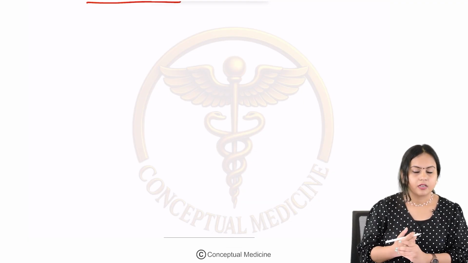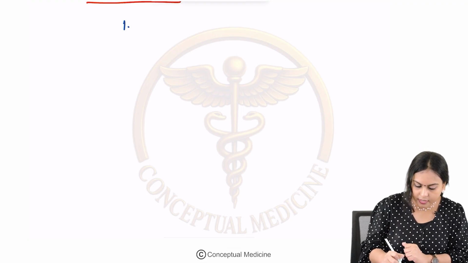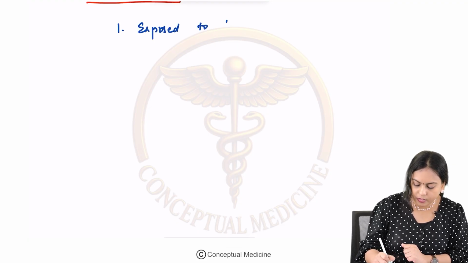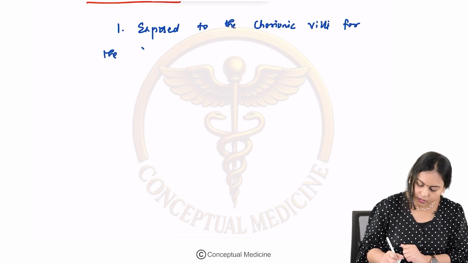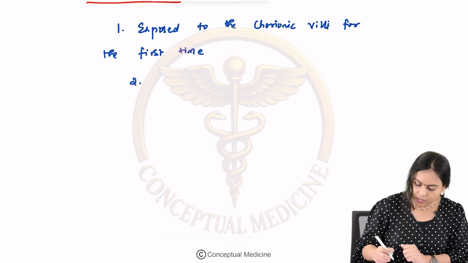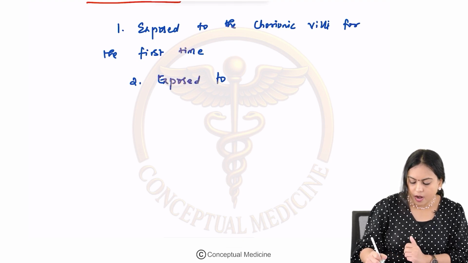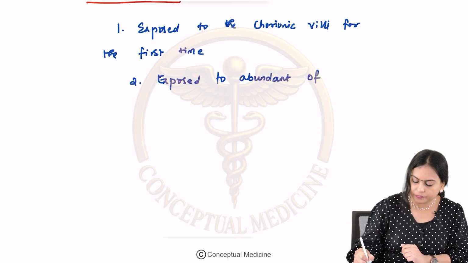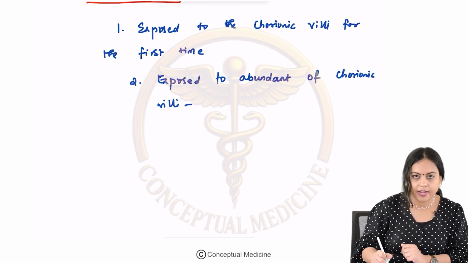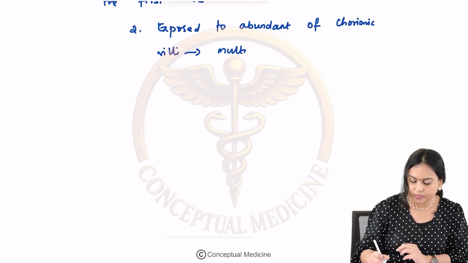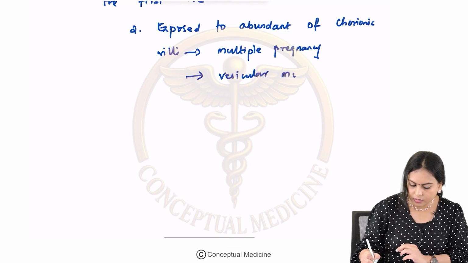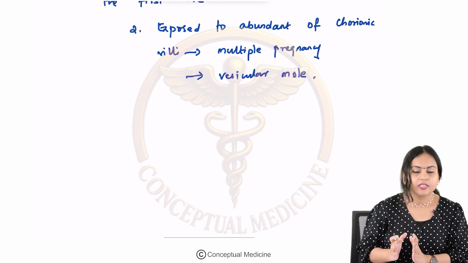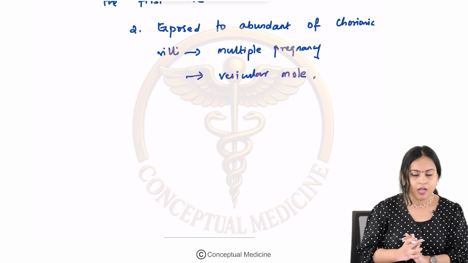Gestational hypertension or preeclampsia is more likely to develop in women who are having their first exposure to villi. So, they are exposed to the chorionic villi for the first time, or they are exposed to an abundance of chorionic villi, which is seen in multiple pregnancy or vesicular mole. And third one, any condition that is associated with endothelial cell activation and inflammation and also genetic factors.